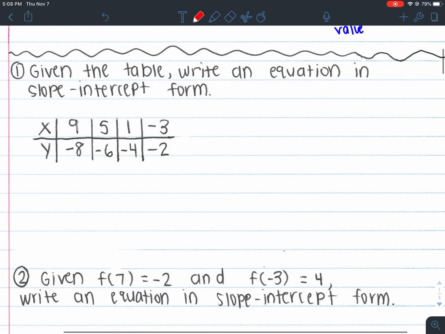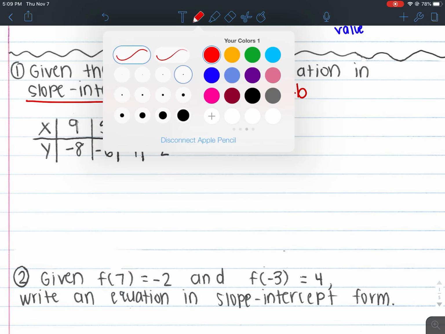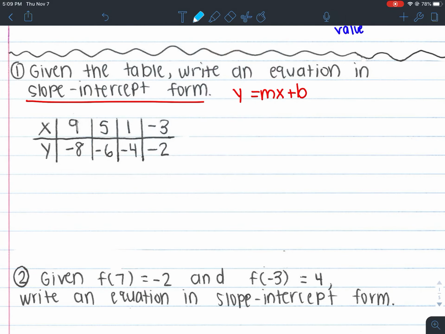So number one, we're given the table, write an equation in slope-intercept form. Well, first we know that we need to write it in slope-intercept form, which is y equals mx plus b. Well, slope-intercept form needs a slope and a y-intercept. Well, I'm given a table here, and I'm not given a slope, and I'm not given a y-intercept either. I'm just given a bunch of points.